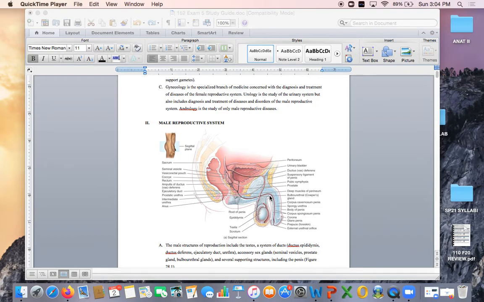Let's see, what are we missing? I didn't really talk much about the penis itself. The penis itself is going to have multiple sections, including, here's the glans penis. And if we are uncircumcised, there would be the prepuce.